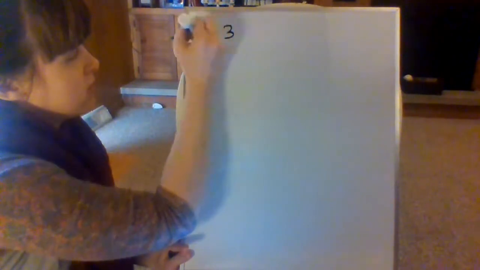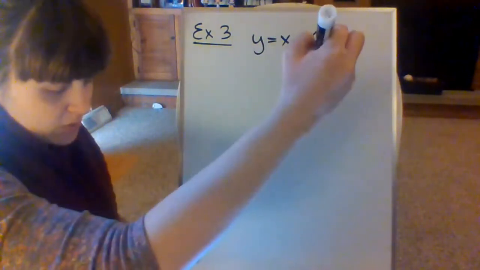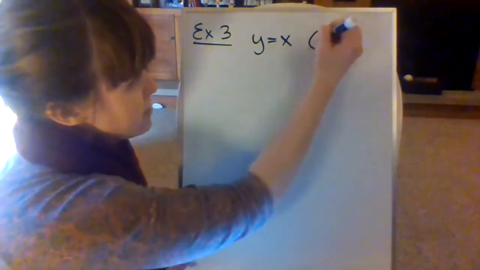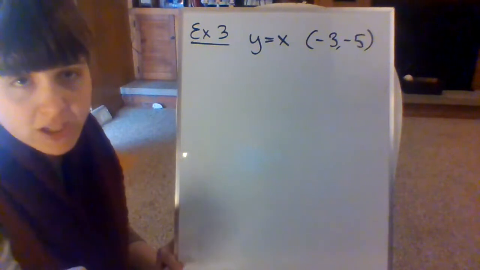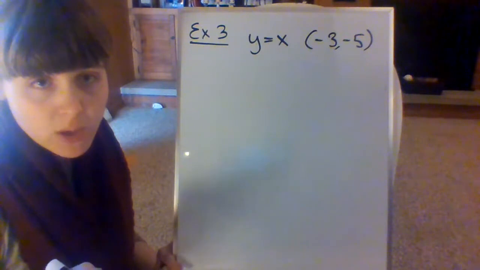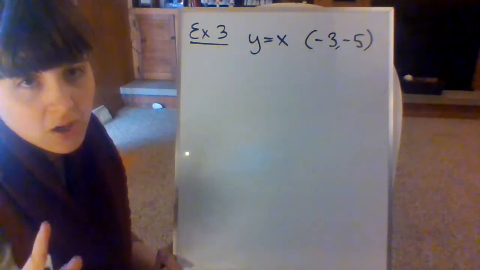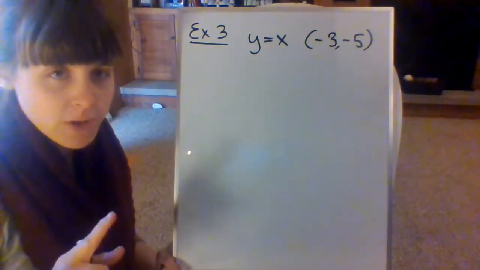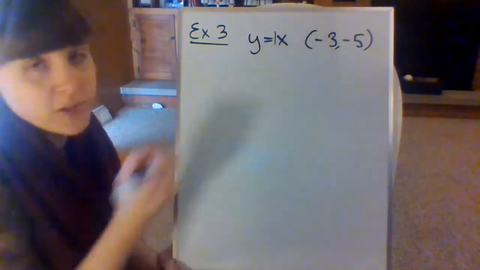Alright, example 3 says, write the equation of the line that is perpendicular to y equals x, and it passes through the point -3, -5. Okay, so if we're looking at this equation, it just says y equals x. Now, do you remember what number is in front of that x right now? Hopefully you remember that if there's no number in front of x, it's implied that it's 1. Okay, so right now our slope is 1.